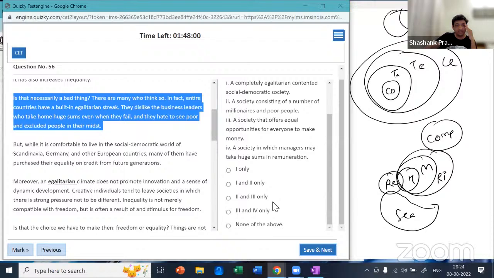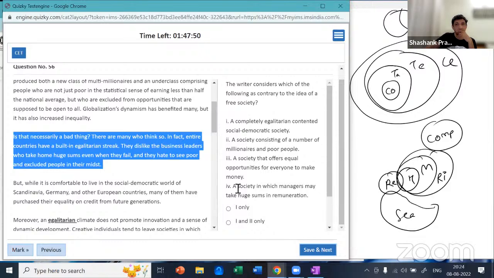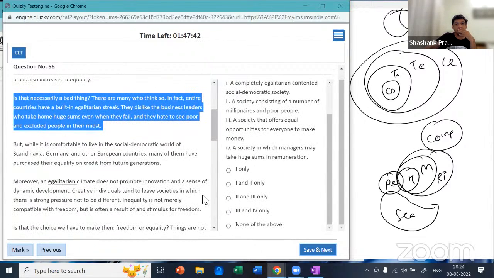Society managers may take in huge. No, I think 4 is wrong. 2 and 3. Millionaires and poor people is contrary to the idea of a free society. Okay. Contrary to the idea of a free society. So 3 is in line with the idea of a free society.